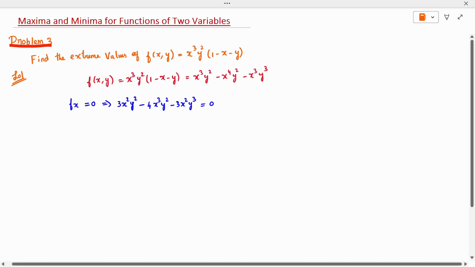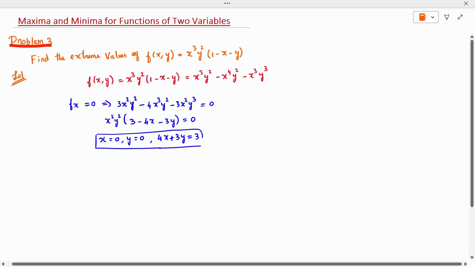So take the common term outside. I will take x squared y squared outside. When I take the common term outside, I get 3 minus 4x minus 3y equal to 0. What is the meaning of this? Either x equal to 0, y equal to 0, or 4x plus 3y equal to 3. So I am getting three equations. I have to solve this; I will keep it as it is.